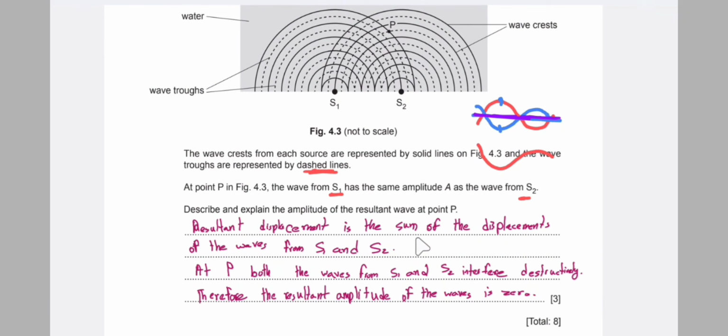The resultant displacement is the sum of the displacements of the waves from S1 and S2. At point P, both the waves from S1 and S2 interfere destructively. Destructive interference occurs because crest meets with the trough, and constructive interference occurs if crest meets with a crest. But for now, destructive interference occurs. Therefore, the resultant amplitude of the wave is 0.